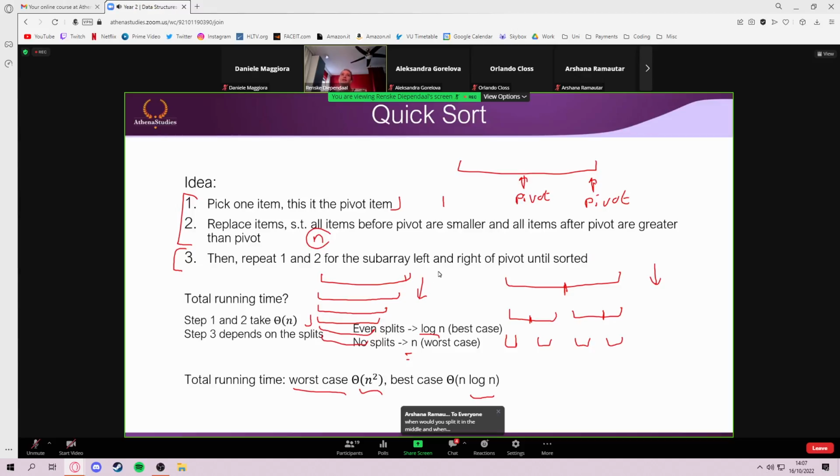Well, it sort of depends. Oh, sorry, I will read the question. When would you split in the middle and when would you split in the end? So it sort of depends on the array that you start with. Because the pivot's going to end somewhere, right? So if you have a very sorted array, if you start with 1, 2, 3, 4, 5, and you always pick the last element as your pivot, well, this pivot is always going to end at the end, right? And then you sort 1 to 4. Well, 4 is also going to be at the end.